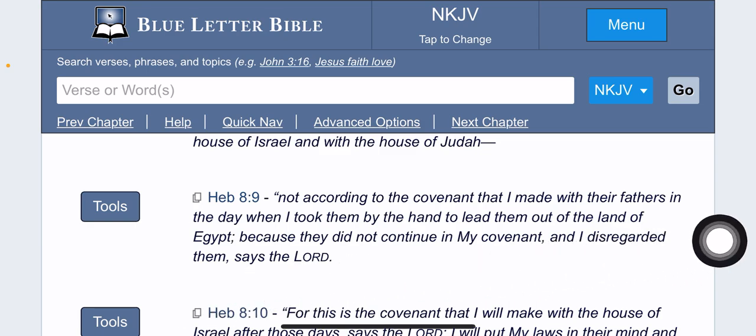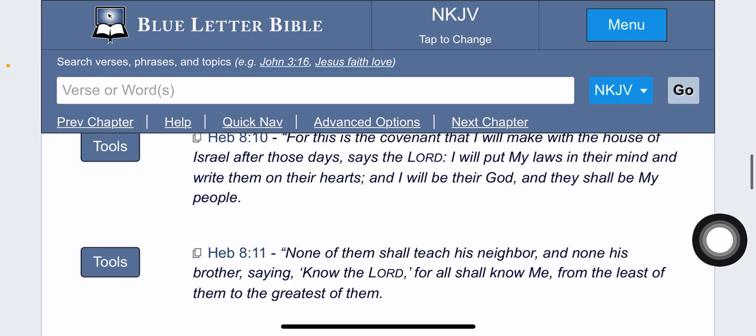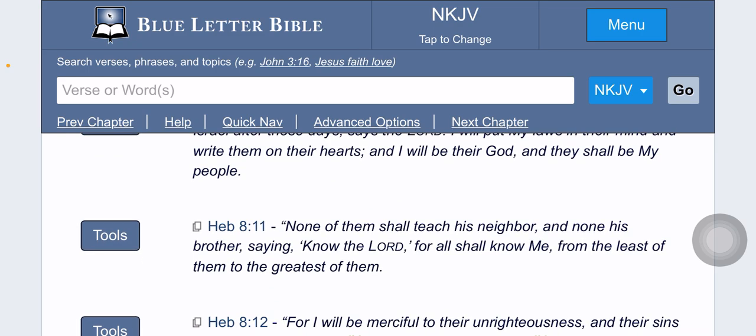For this is the covenant that I will make with the house of Israel after those days, says Yahawah. I will put my laws in their mind and then write them on their heart, and I will be for their power, and they shall be my people. Okay, this is the second covenant, okay? And that covenant is yet to come when Yahawashi returns. This is going to be the fulfilling of the covenant. Yahawashi actually came to make way for this covenant to be fulfilled, okay?